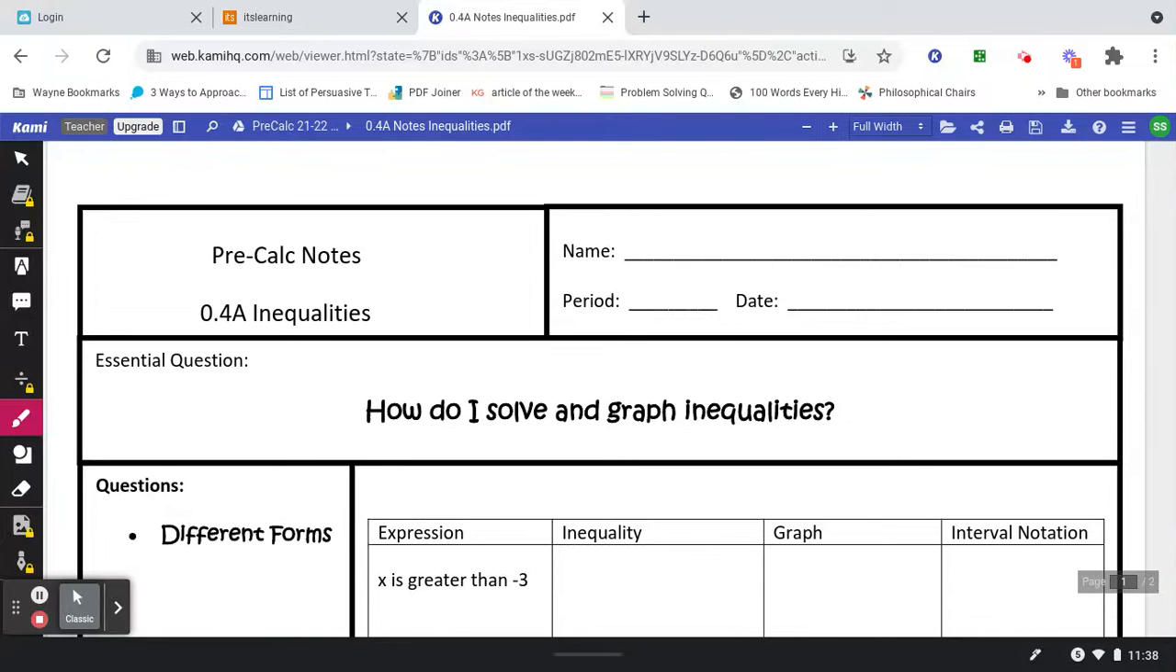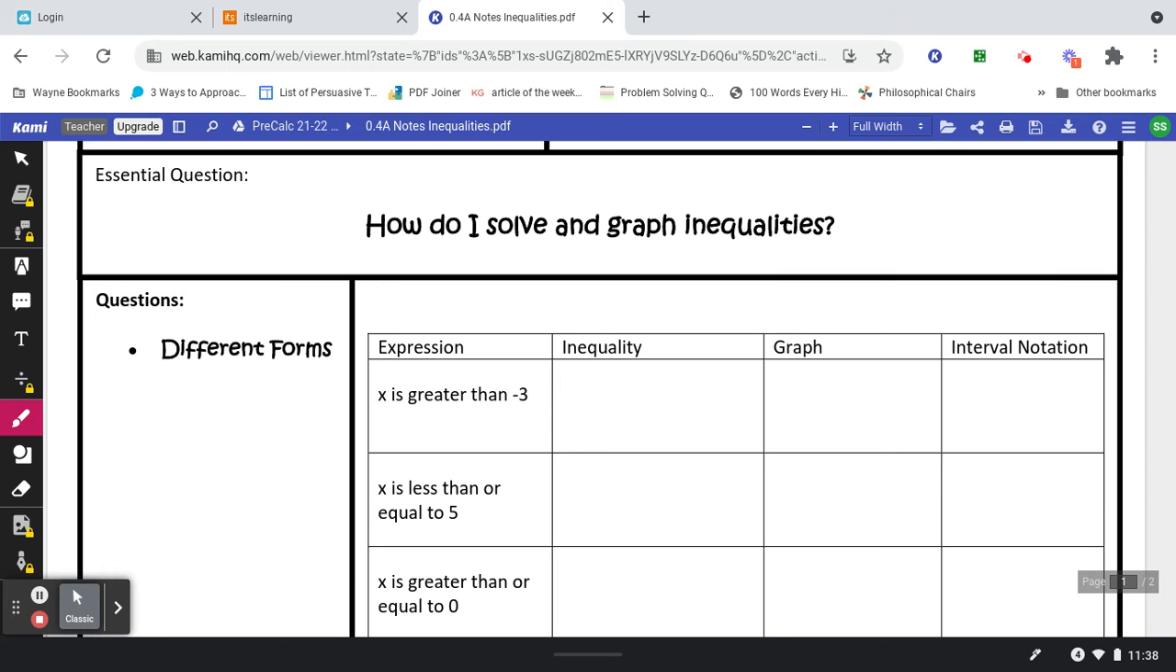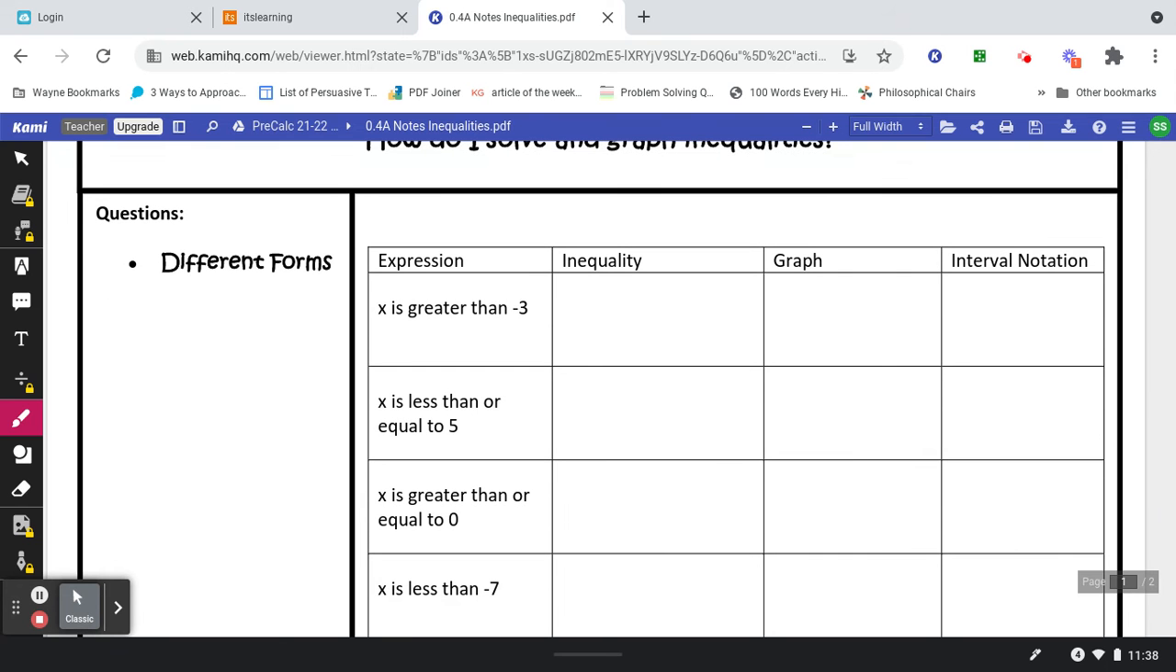These are the pre-calc notes, 0.4a. Today we're going to talk about inequalities. So we're going to talk about solving and graphing inequalities. And for inequalities, there are several different forms that you can write these in.